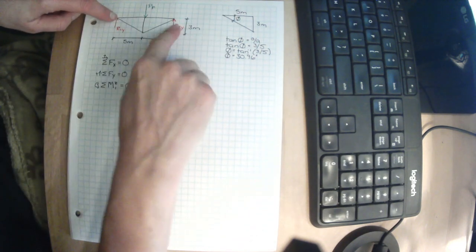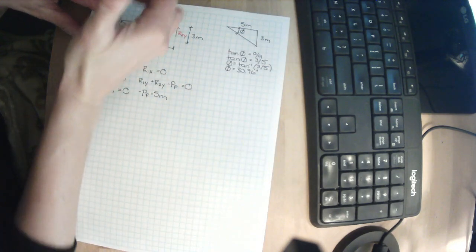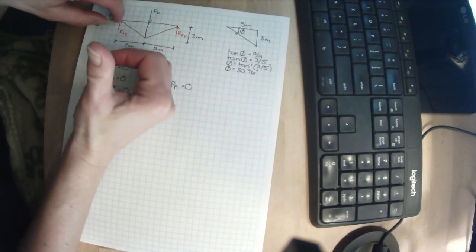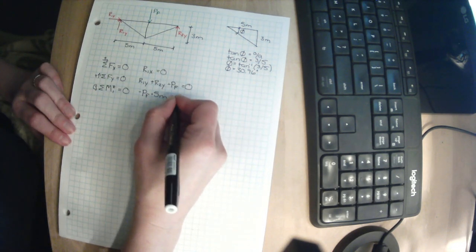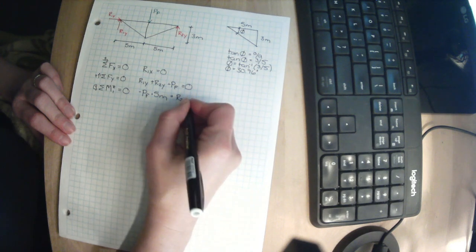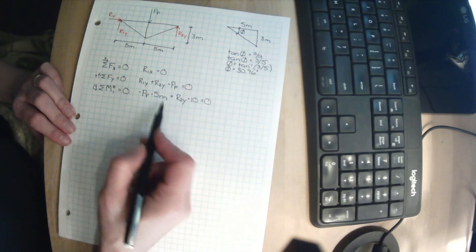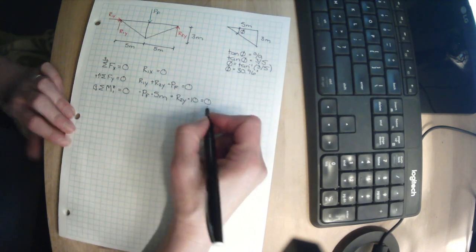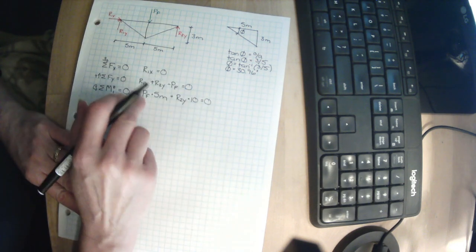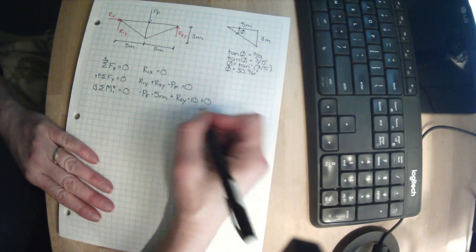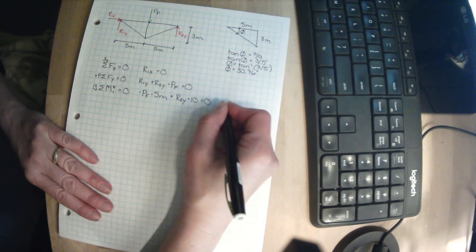Put my thumbtack here and look at R2. It's causing it to spin in that direction. My thumb is coming out of the page, so it's positive. So plus R2y times 10 equals 0. All right, let's solve this. We eventually want to figure out what PF is, so we're going to treat PF as a number we know. We're just going to call it PF. But let's rearrange this equation.